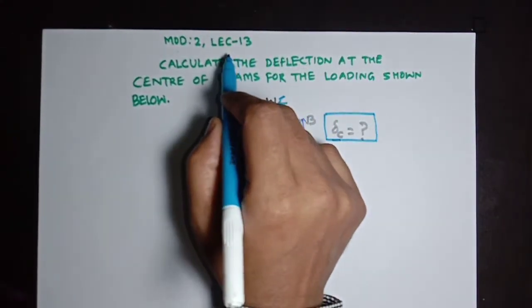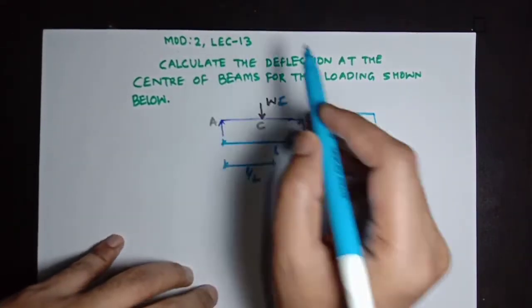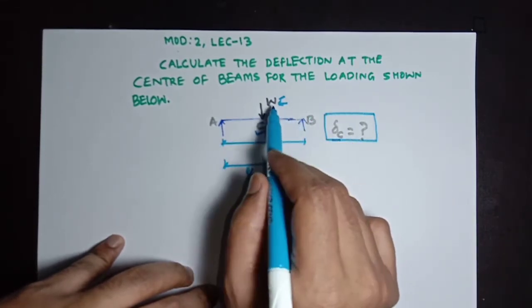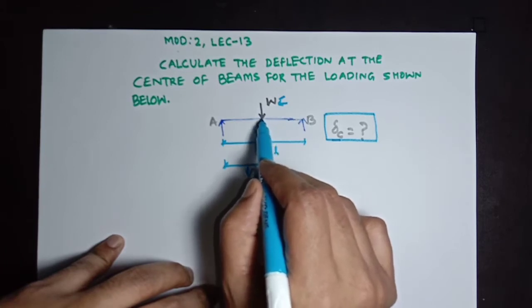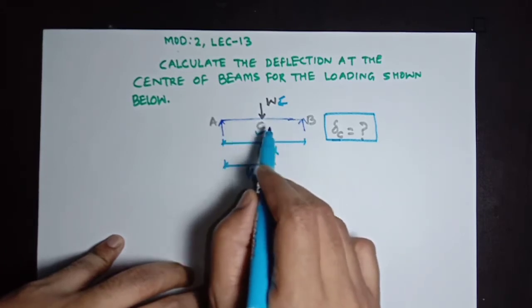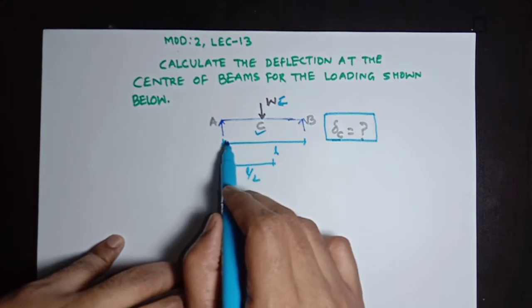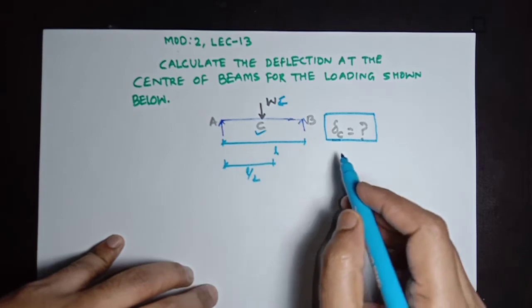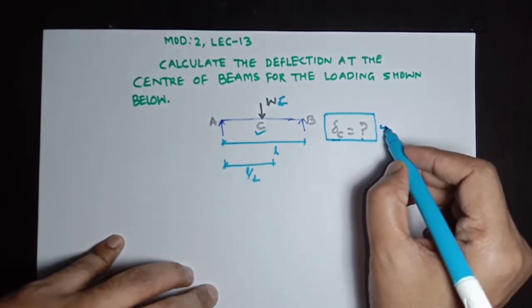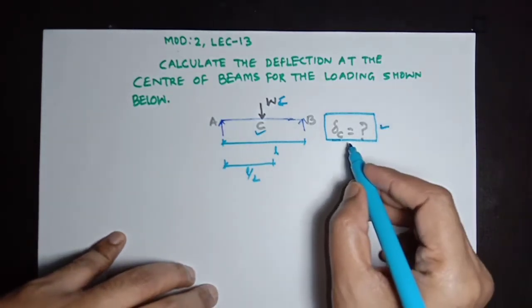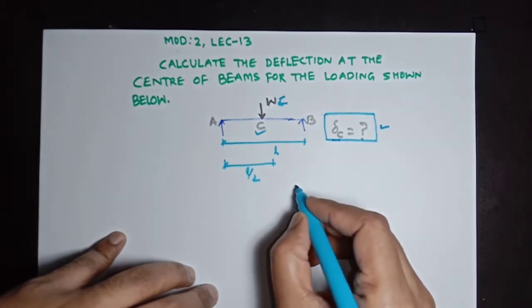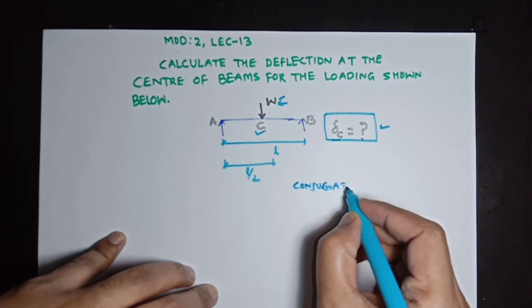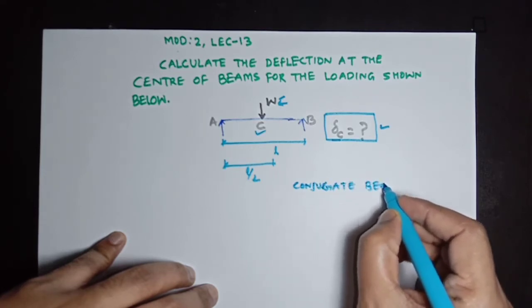In this lecture number 13, module 2, I am going to calculate deflection at center of this simply supported beam, which is subjected with a point load W at point C, which is the center of this beam. And the length of this beam is L, and from A to C is L by 2, and our objective is to find delta C. And I will be calculating delta C from conjugate beam method.